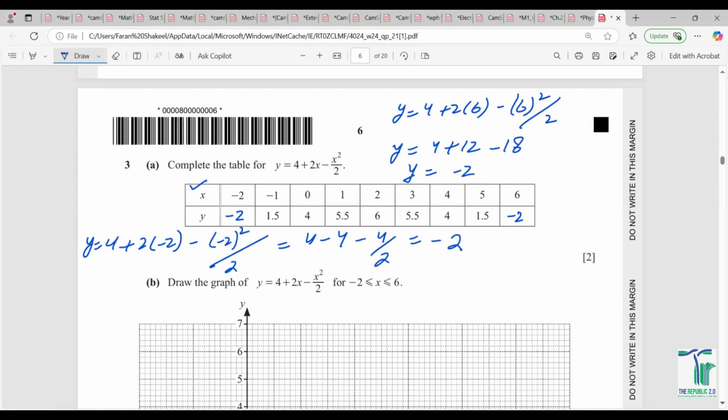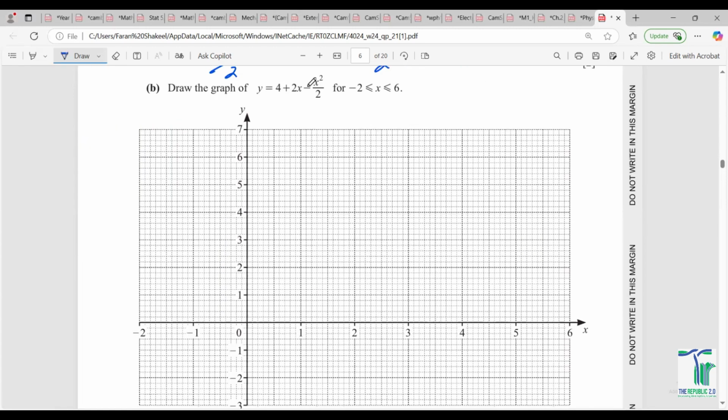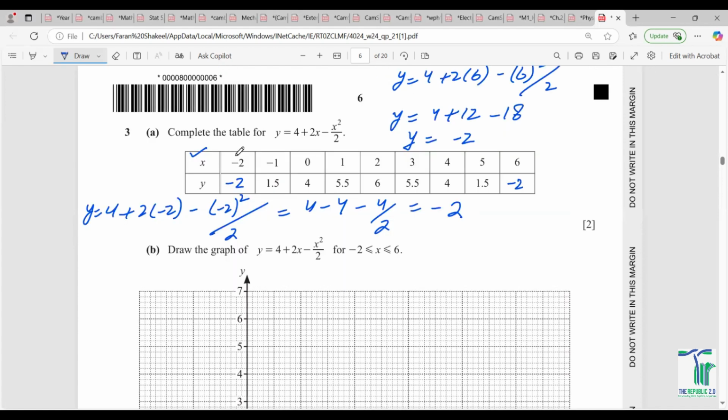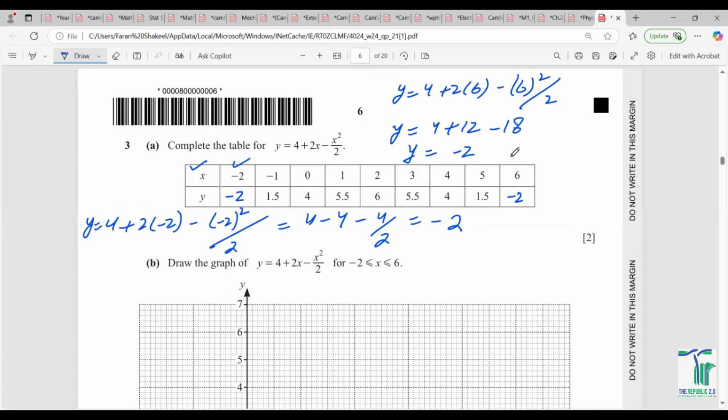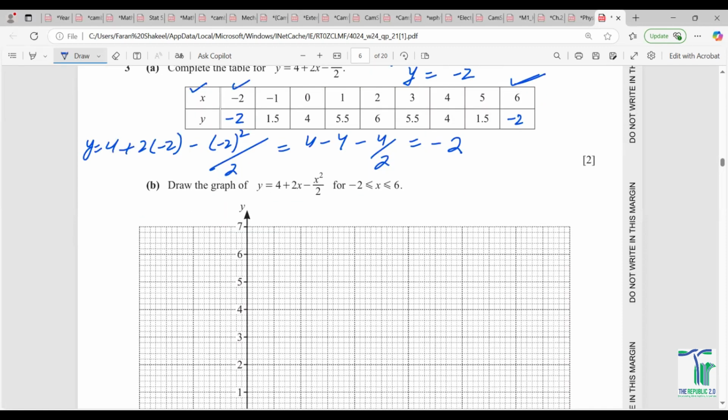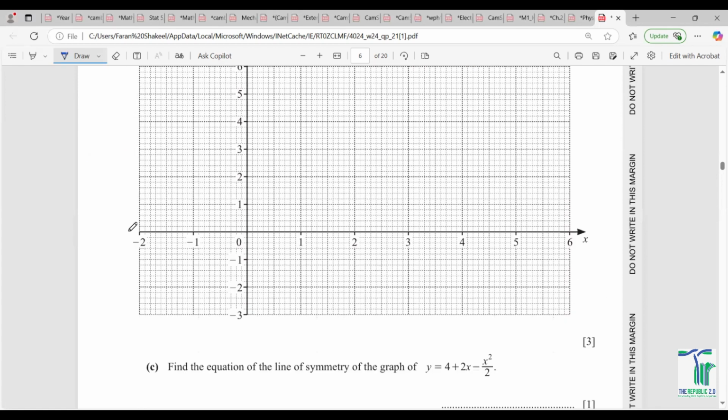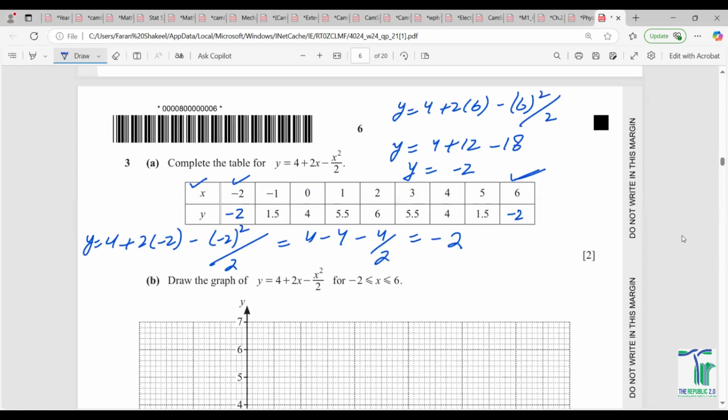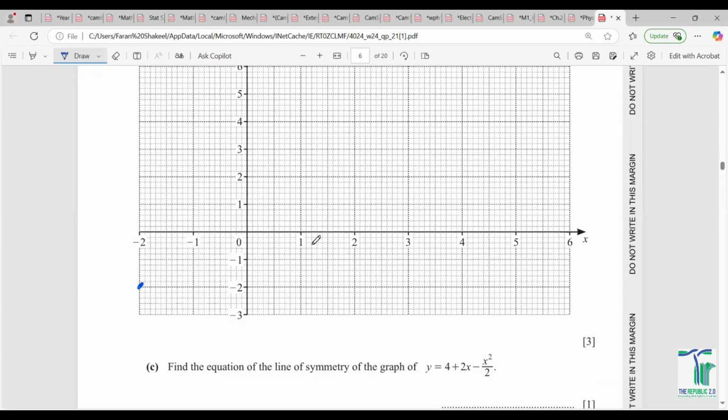Now we need to draw the graph 4 plus 2x minus x square upon 2 from -2 to 6. -2 to 6 की वैल्यूज आपको तकरीबन दी हुई हैं। सो यू जस्ट नीड टू प्लॉट दैट आउट। तो आप देख लें पॉइंट क्या है, -2 and -2। फर्स्ट ऑफ ऑल यू हैव गॉट -2 and -2। सो x का -2 इधर है, y का -2 इधर है, सो यू विल हैव अ पॉइंट राइट ओवर हियर। After that, you have got -1 and 1.5. -1 is over here, and 1.5. So -1 and 1.5 must be somewhere over here.